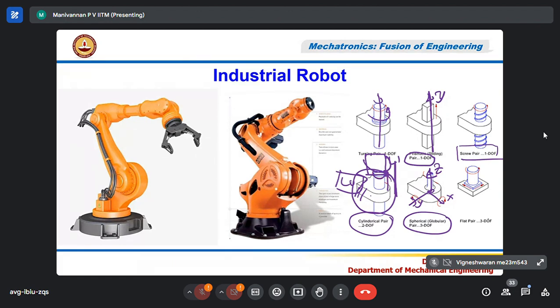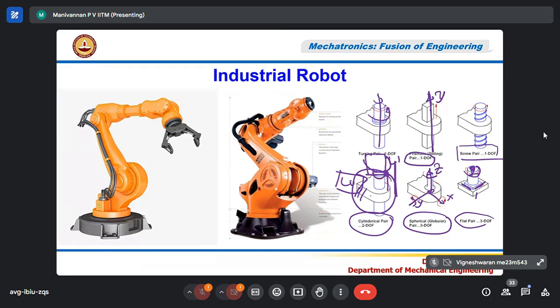So the last one is the flat pair, correct? This is one part, this is the second part. Part 2 can move like this because it is not attached, just touching and sitting on this part. It can move in the Y direction, X direction, and can also rotate. It gives 3 degrees of freedom.